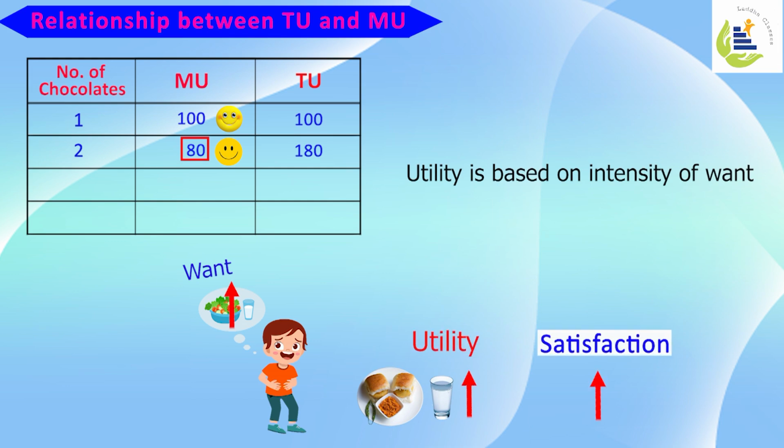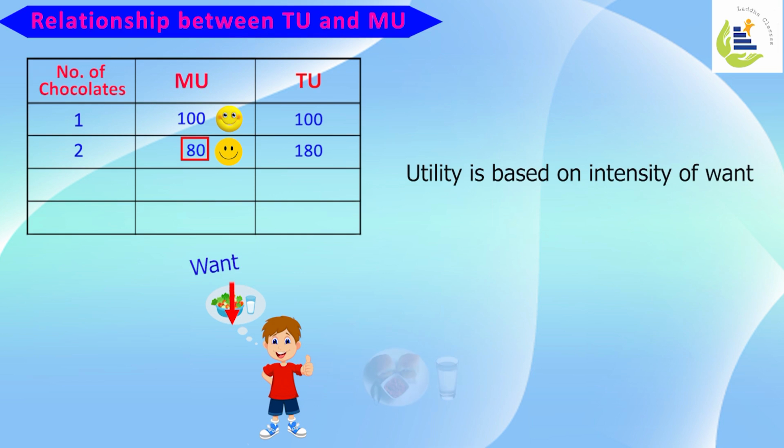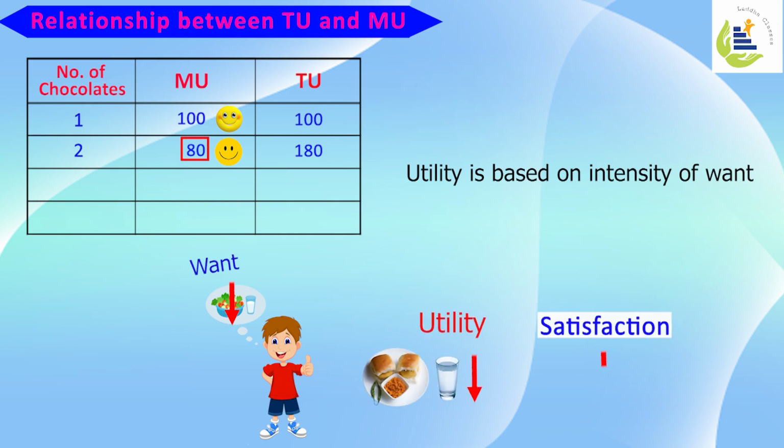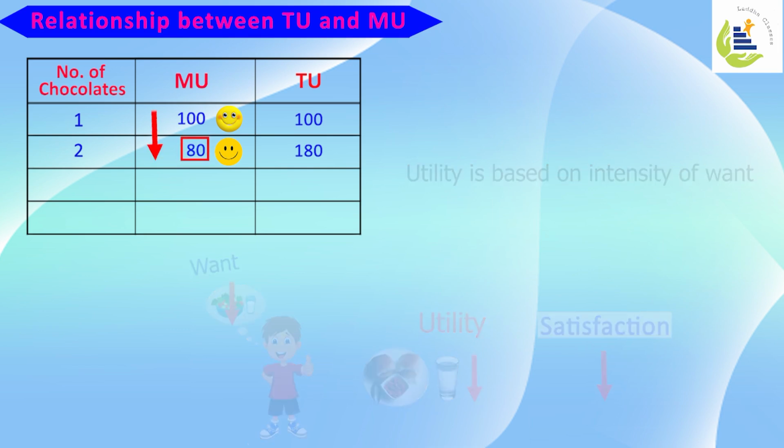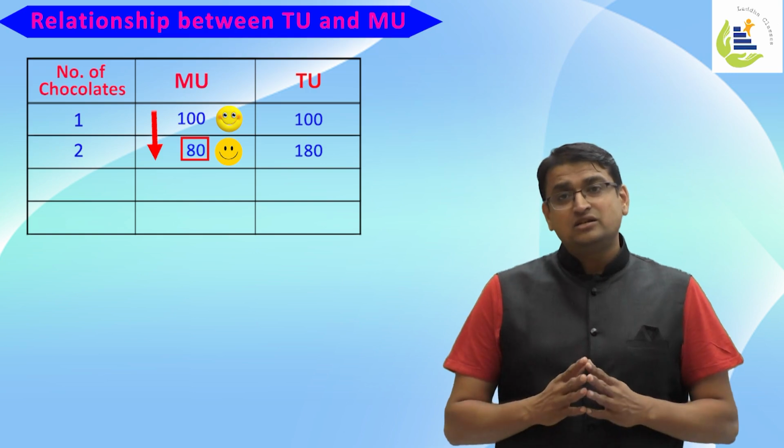So what has happened? After the first chocolate consumption, the want for the chocolate was slightly satisfied. So the intensity of want was no longer the same, but reduced a bit. As the intensity reduced a bit, the satisfaction derived from the same want has gone down a bit. And that's why from the second chocolate, the extra benefit or extra satisfaction was only 80 units, and it has reduced. So what do I understand? Why did the marginal satisfaction reduce?